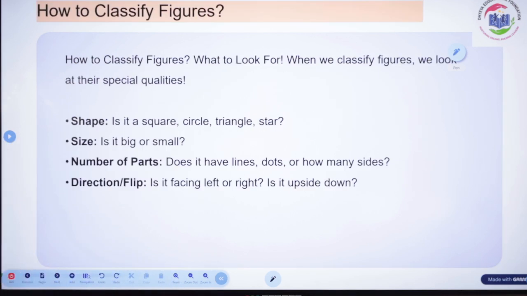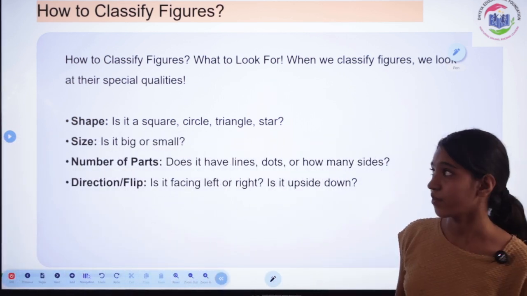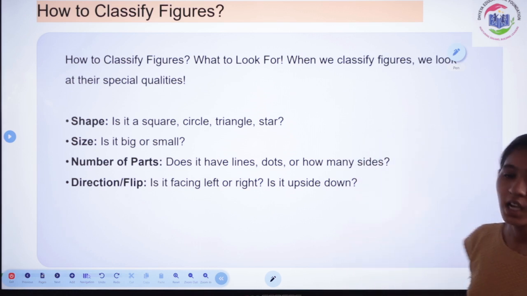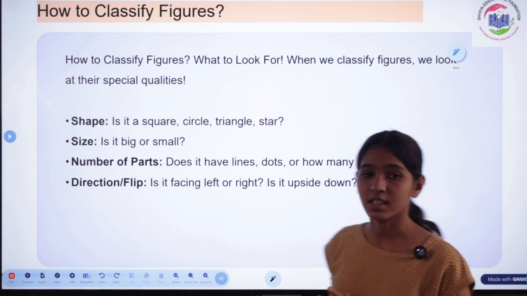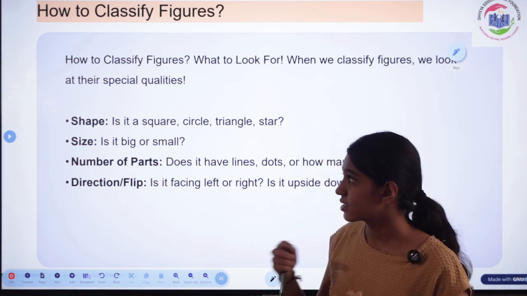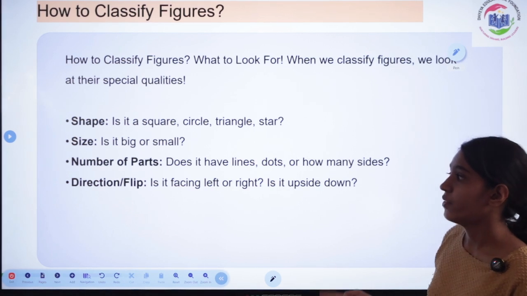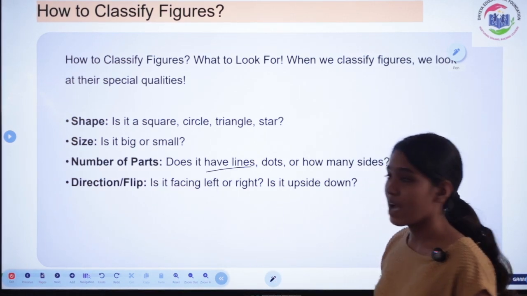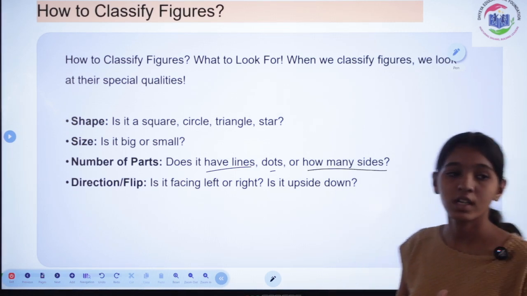How to classify the figures? Before starting to solve the MCQs based on figures, you should know the following qualities. Shape: is it a square, a circle, a triangle, a star? Size: is it small or big? Or number of parts: does it have lines? Does it have dots? How many sides are there? How many vertices?